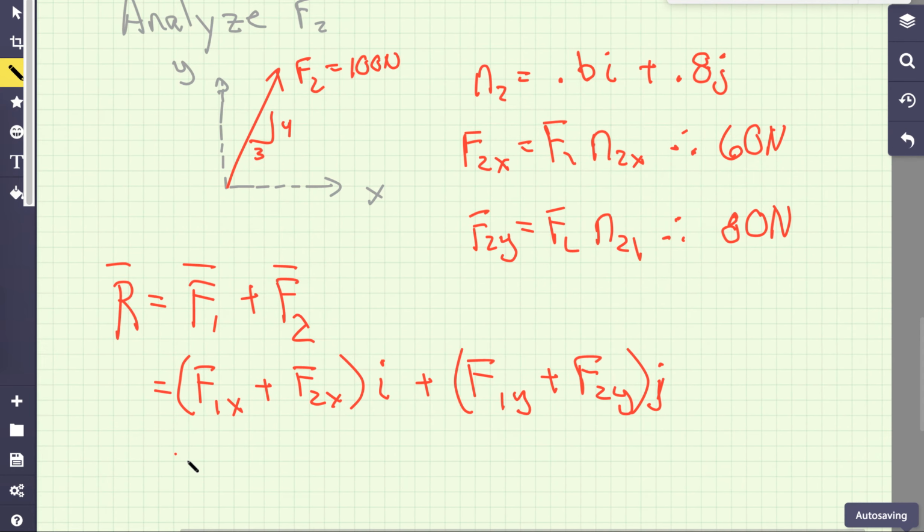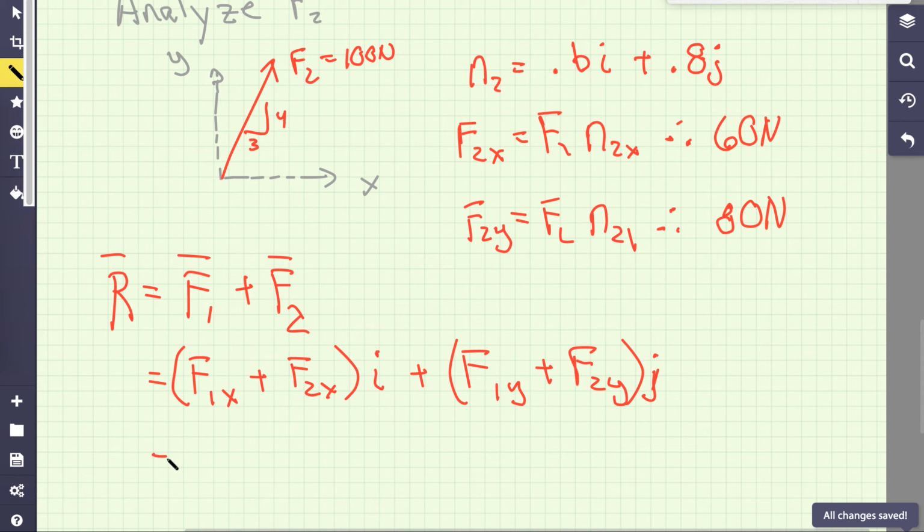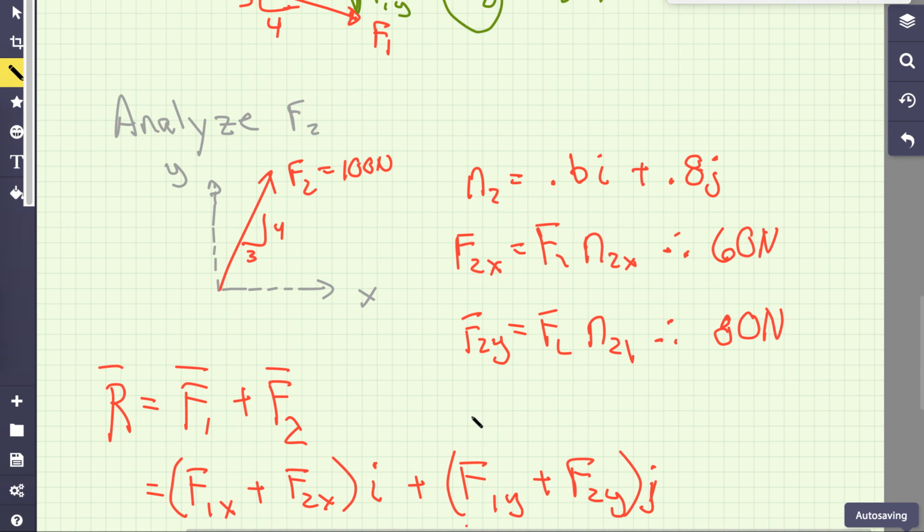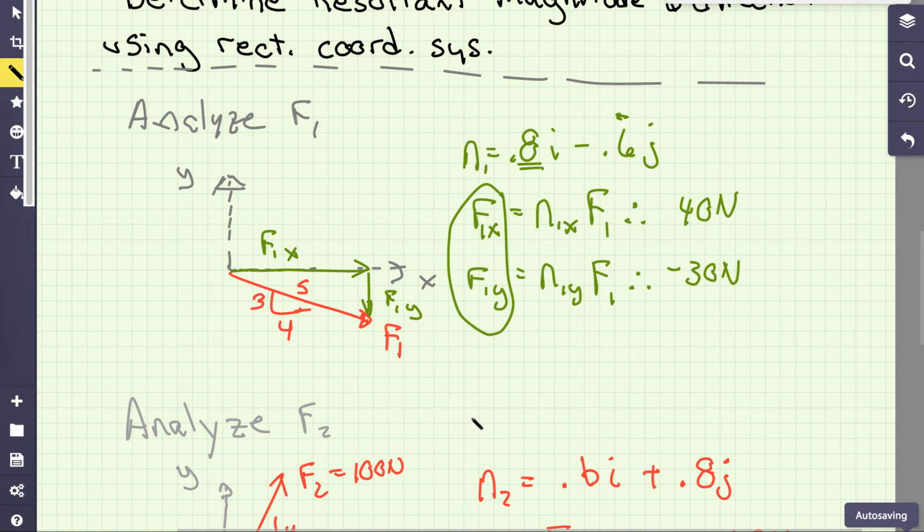Now if we have the resultant of that and we add them all up, we're going to get 100 newtons in the I direction plus 50 newtons in the J direction. So what that visually looks like, we come back up here.